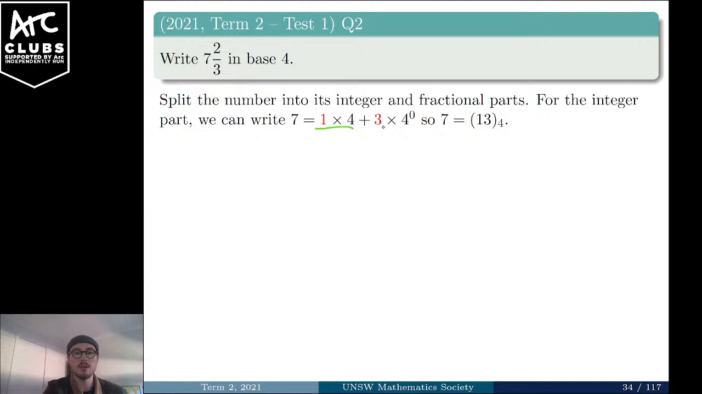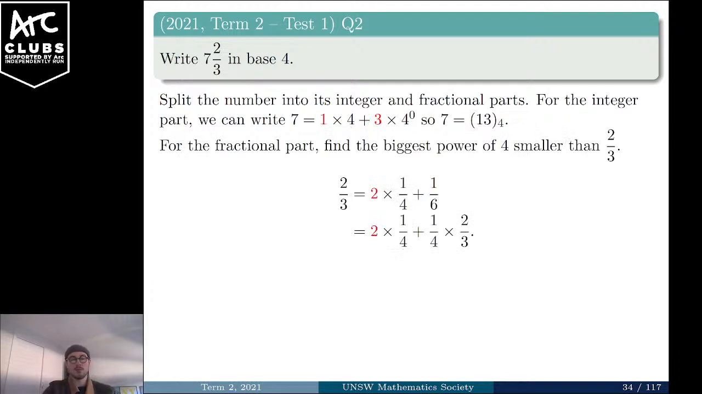We've got 3 times 1, which is 4 to the power of 0. Anything to the power of 0 is 1. Great, so we've split up 7 into powers of 4. Therefore, this is our representation here, 1, 3. It's not necessarily correct to call it 13, because the connotation we have of that is decimal base 10, but it's 1, 3 in base 4.